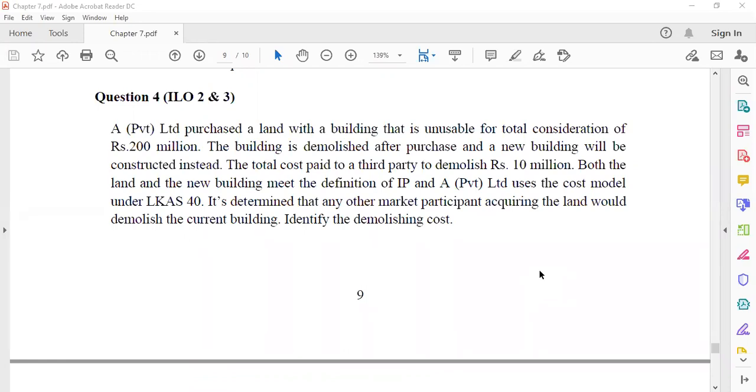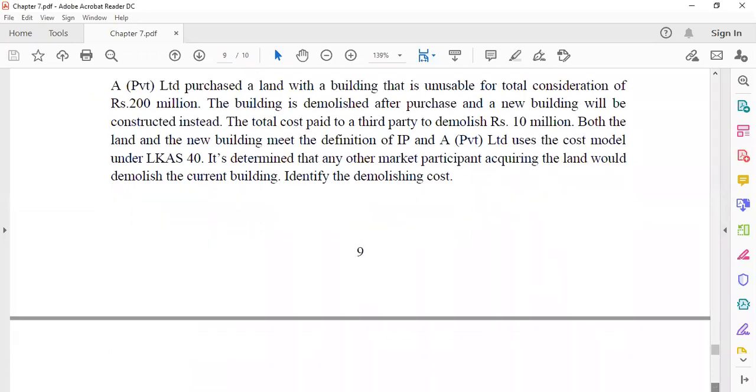So therefore it's a directly attributable cost. The cost that you need to incur in order to make use of this particular property, in order to make use of this land. So definitely you need to destroy this building and you may go for a new building. Hence, this 10 million is a directly attributable cost. So it's a part of the cost of the investment property. So that's how we do it.